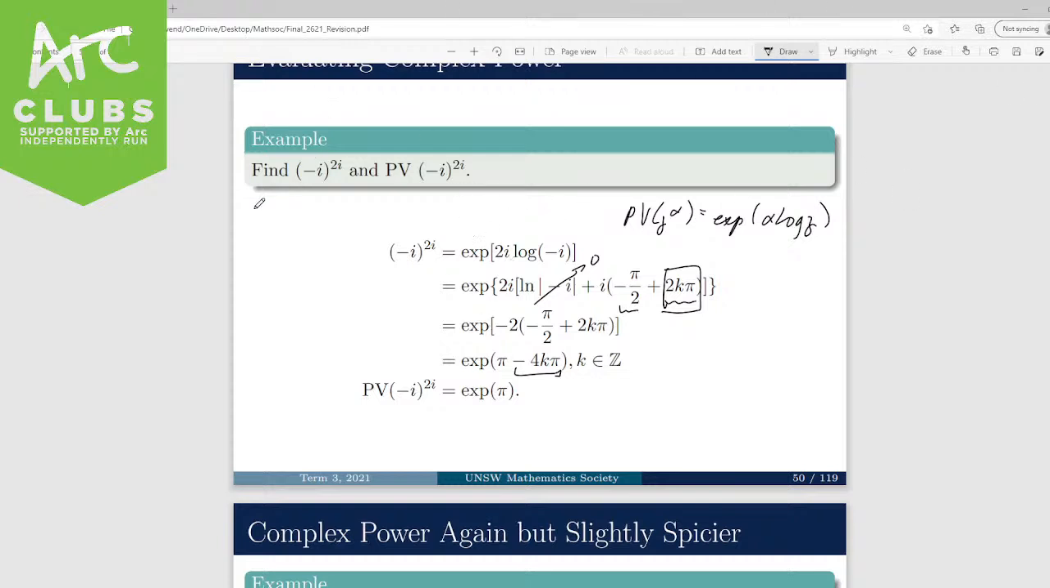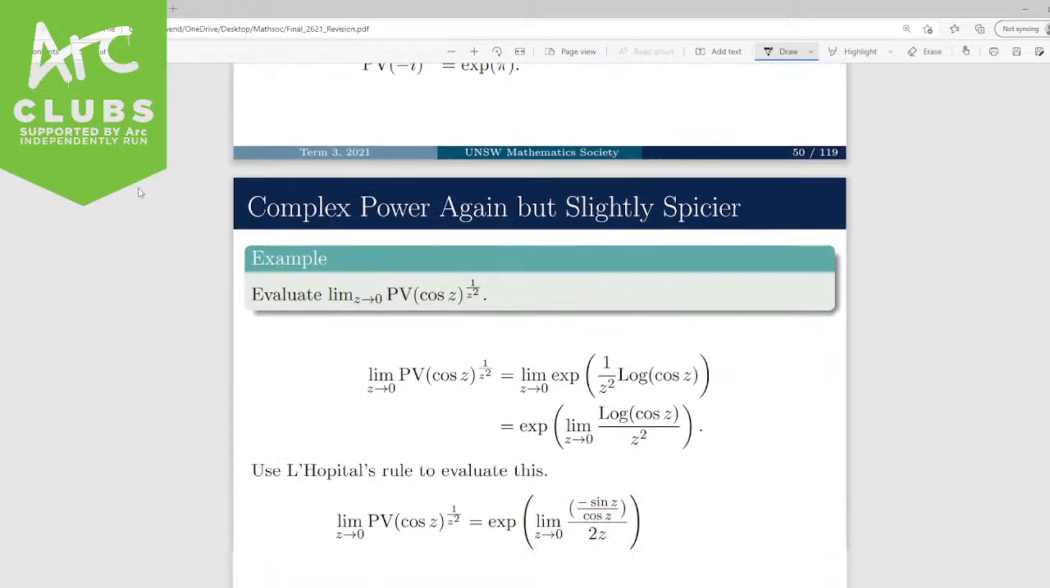So yeah, there's finding complex powers, and hopefully that clears up a bit more of the issues of the difference between the principal value and just finding a usual multi-value.